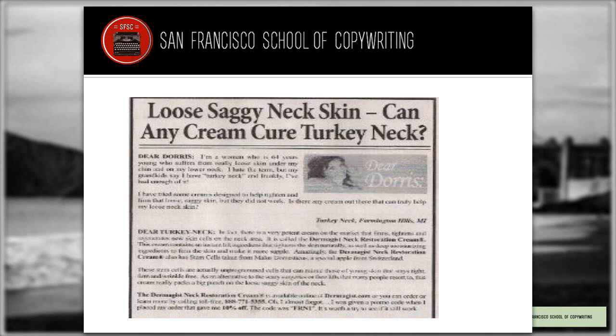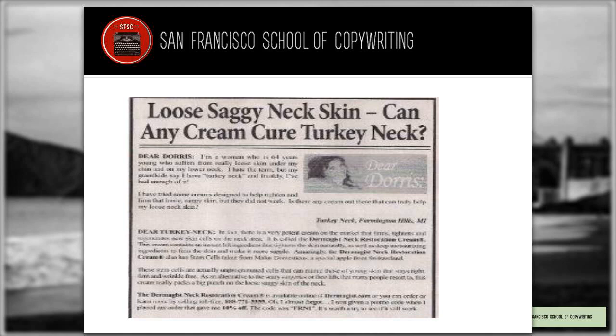But here's the thing. The headline is very direct. If you have loose, saggy neck skin, you know who you are, and you would be drawn into this little ad to see what it is. And it's very clearly geared at middle-aged and older women who know what turkey neck is and don't want it. They want to avoid it.